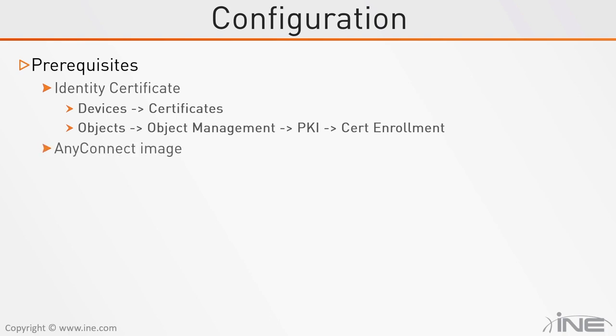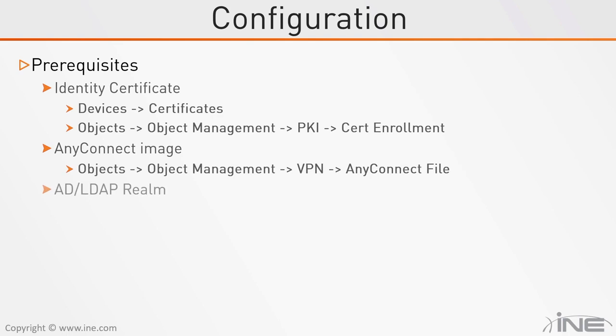Okay, the next step is going to be to select an AnyConnect image. This is generally needed, assuming that your clients don't have AnyConnect installed. So you can do this via the AnyConnect file VPN object, or you can do this via the wizard. Next, we will have to select an authentication server for our users. So I am, of course, assuming that we will be using AAA to authenticate connecting clients. If this is going to be AD or LDAP, you will have to add a realm.